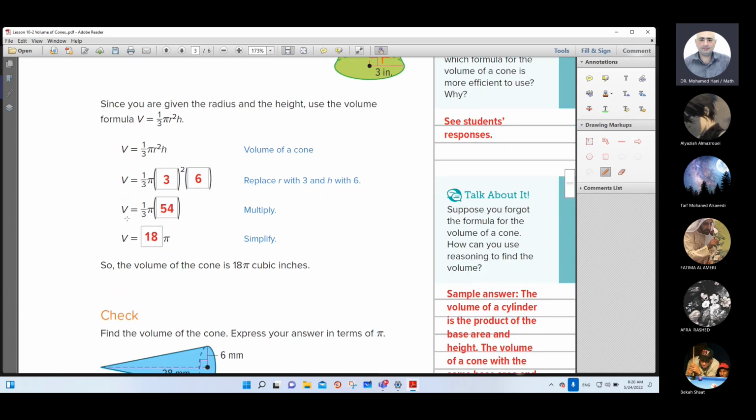So V equals 1/3 times pi. Here 3 squared means 9. 9 times 6 will be 54. Then 54 times 1 divided by 3 will be 18. Or we can write 18 pi. We can write here 18 pi. Then we can continue 18 times the value of pi, 3.14.